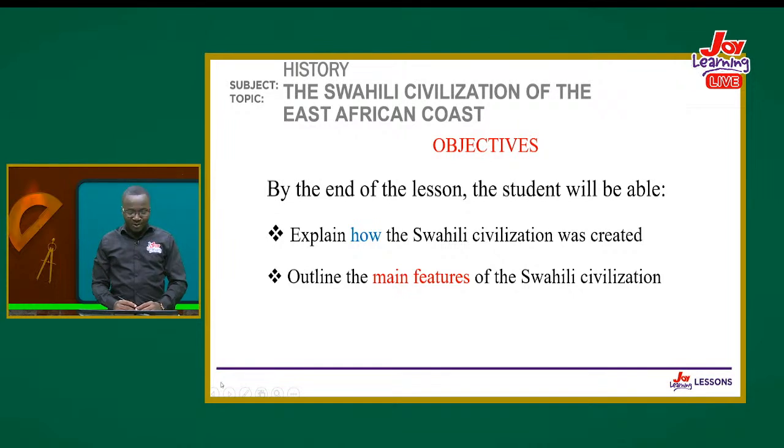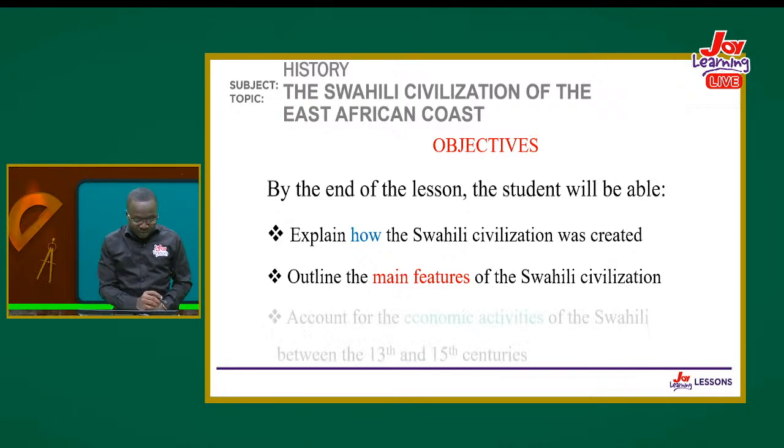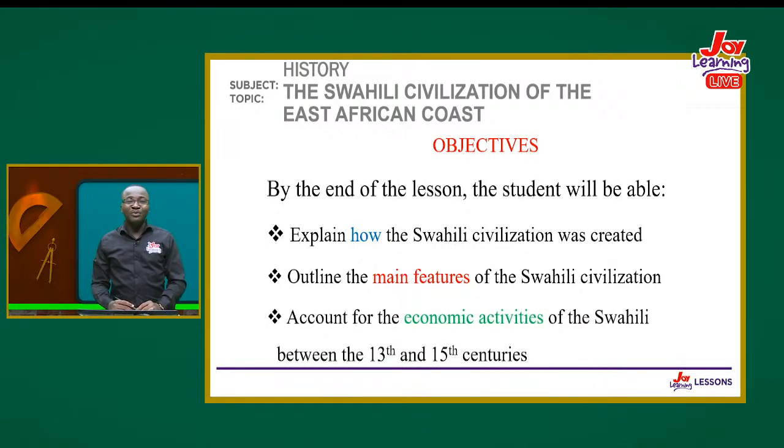And by the end of the lesson, we hope that the student will be able to outline the main features of the Swahili civilization. By that, we'll be looking at the various characteristics. Of course, if we say that the Swahili had civilization, what are the features or characteristics that we would use as evidence to show that indeed they had attained some level of civilization? Again, by the end of the lesson, we want to help the student to be able to account for the economic activities of the Swahili between the 13th and 15th centuries. Of course, between the 13th and 15th centuries, because that was the period when the Swahili civilization was at its peak.